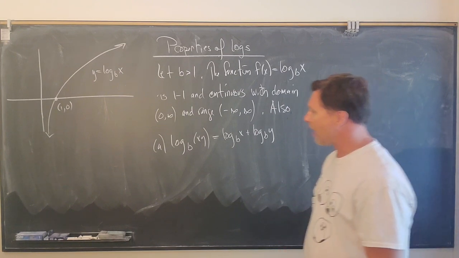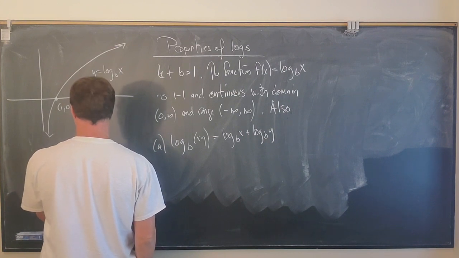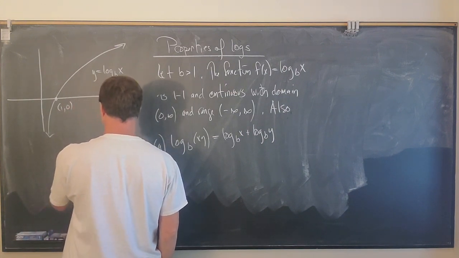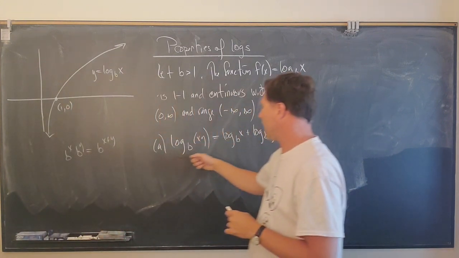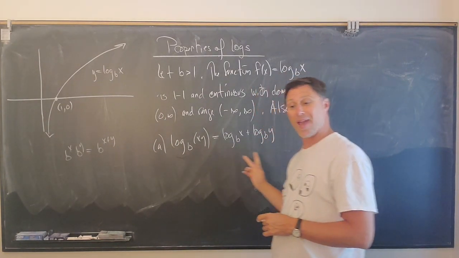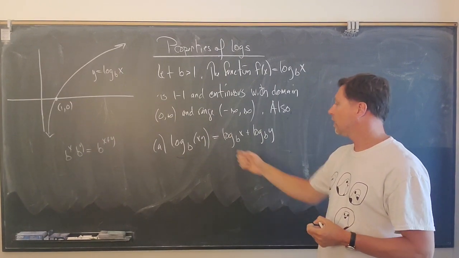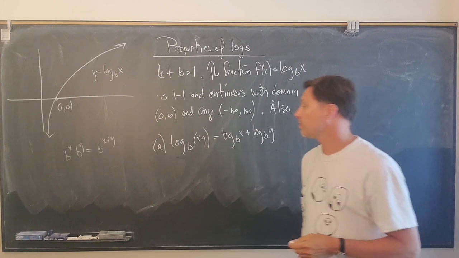And then what happens when you multiply? If you do b to the x times b to the y, what do you do with the exponents? You add them. That's exactly what this is telling you right here. When you multiply exponential functions, you add the exponents. If you recognize that a log is the corresponding exponent, then that's exactly what this rule is telling us.